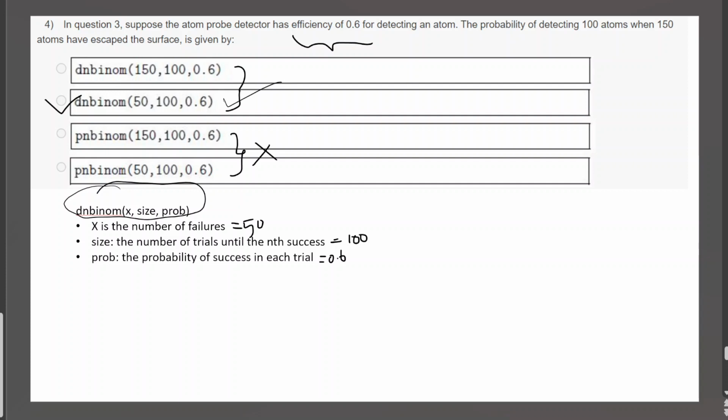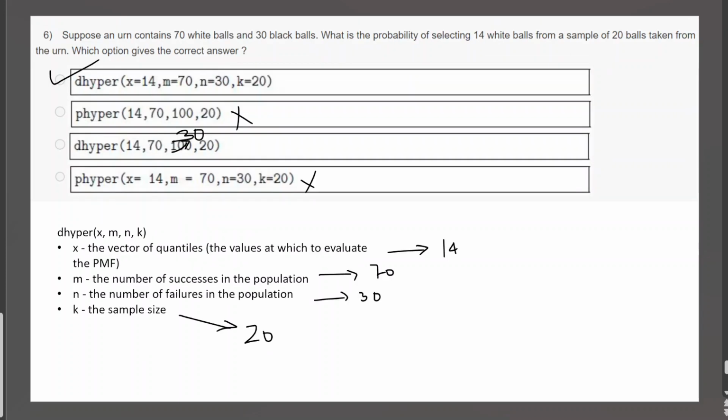Just know what the syntax is for that. Here x is not the number of successes or detected atoms. It is the number of failures. So 50 failed out of 150, and 100 is the number of trials until the nth success, 100 successes, and the probability is 0.6, the efficiency of the detector.